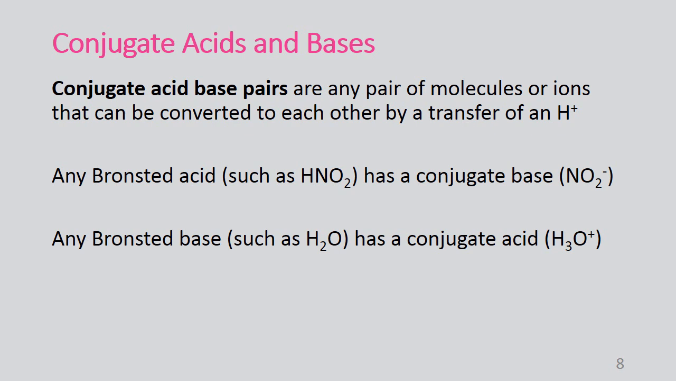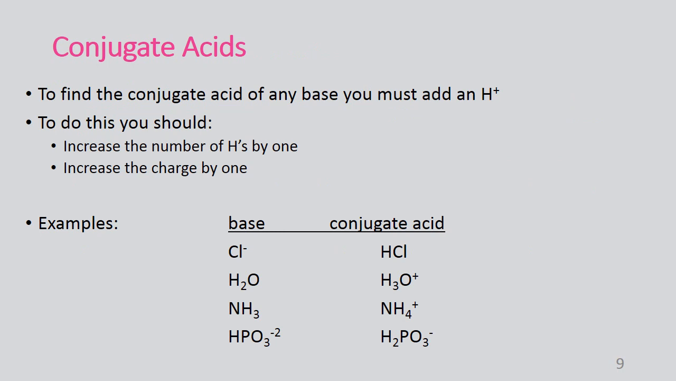All right, so again, conjugate acid-base pairs are any pairs of molecules or ions that can be converted to the other by a transfer of an H plus. So any acid, as we just saw, HNO2, has a conjugate base, NO2 negative, and any Bronsted base has a conjugate acid. So how can we predict what the other one is? Well, if you have a base and you want to find the conjugate acid, you add an H plus. The way to do this is to increase the number of H's by 1 and then increase the charge by 1.